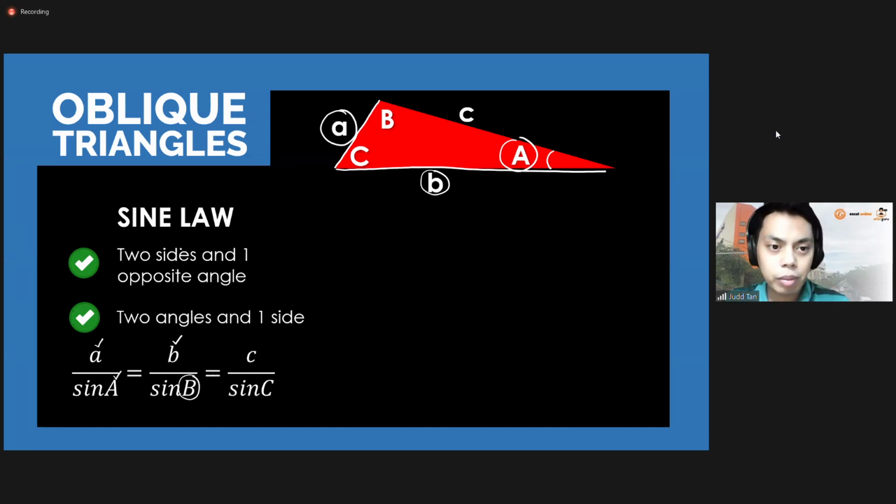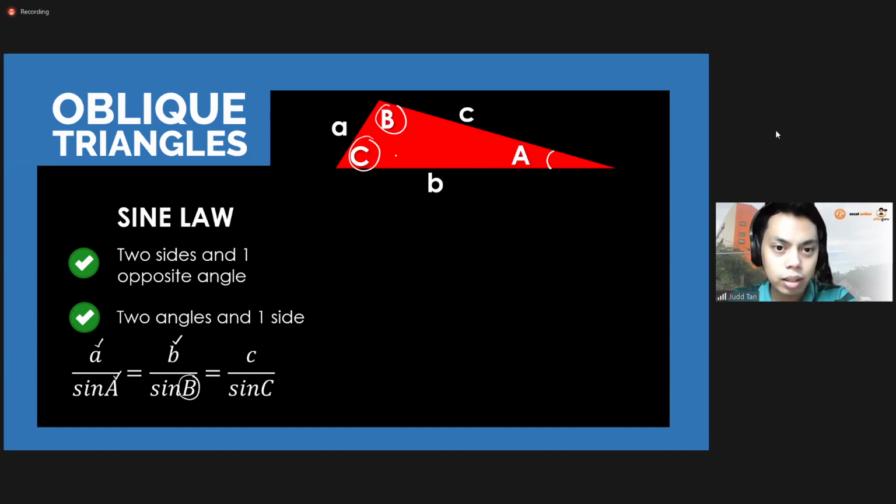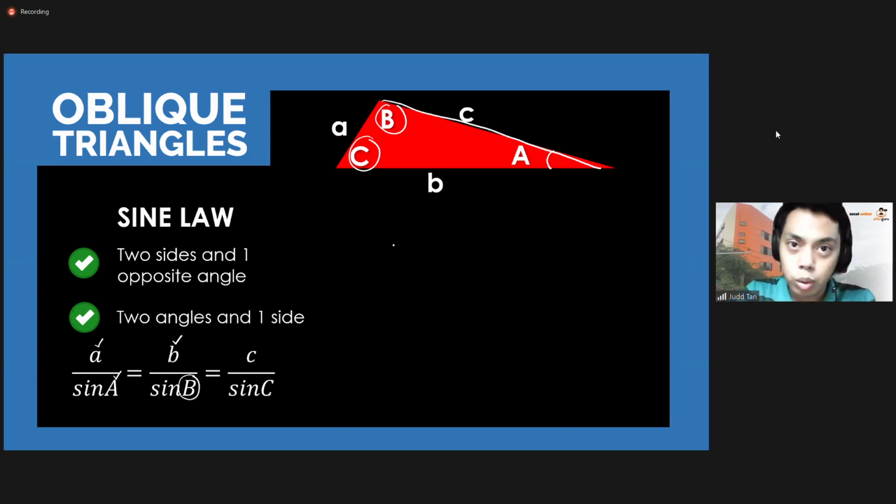Ano pa, aside from sine law, we also have what we call, two angles and one side. So, kapag binigyan tayo ng dalawang angle, alright, two angles, for example, A and B, and then one side. So, eto. Again, nag-work siya kasi may pair tayo. May pair, oh. Sila yung ka-pair. Okay? Alright. So, yun po yung kay sine law, no? Sine law.